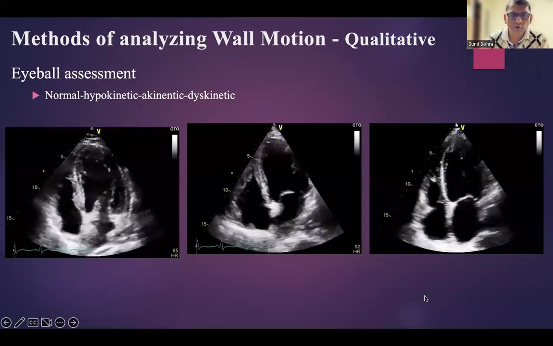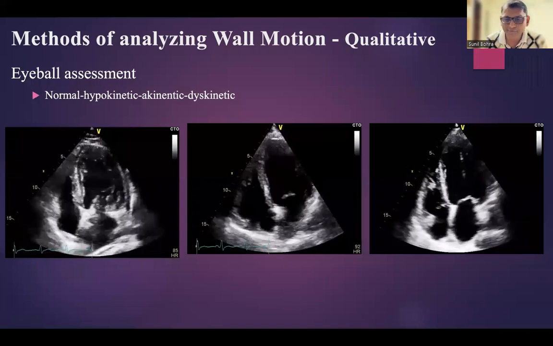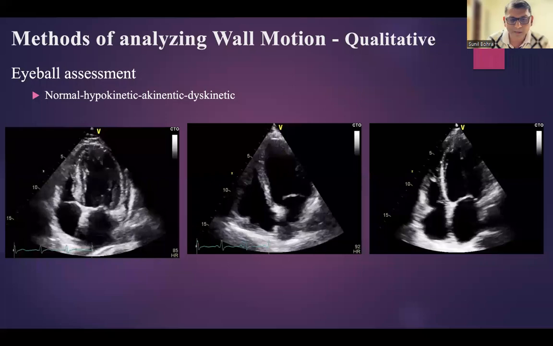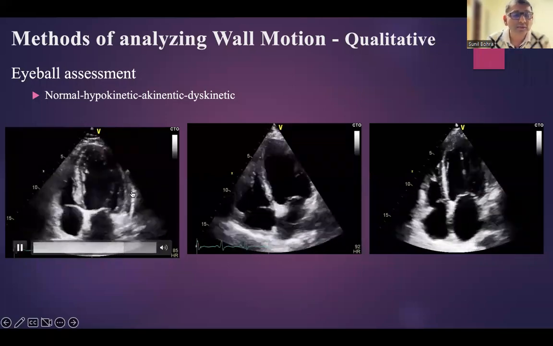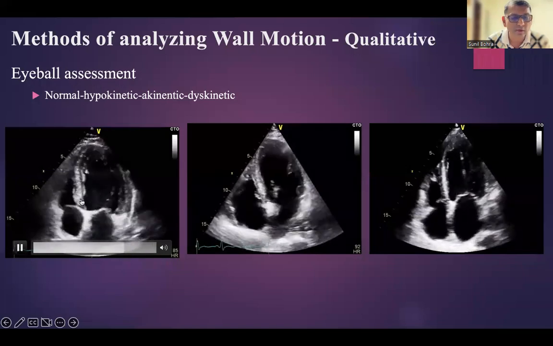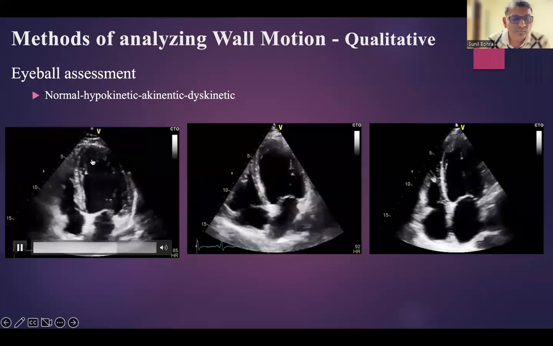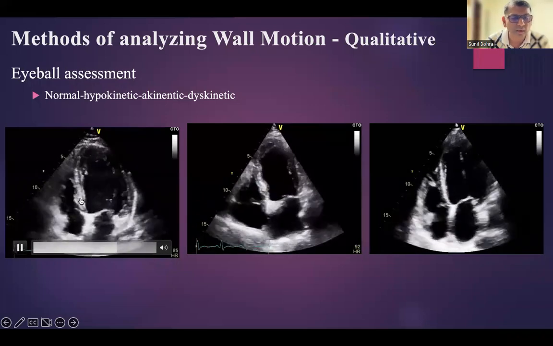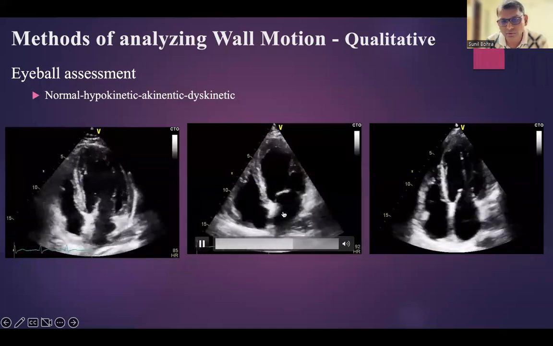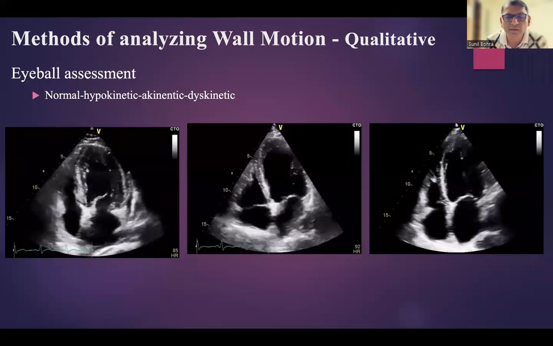So coming to the eyeball assessment, here I put 3 videos. We don't have an interactive session here, so I would take this as is. You can see this clip is a normal segment wherein all the segments are contracting, there is endocardial motion, and there is systolic thickening happening in all the segments. As compared to this, I'm sure you should be able to make out there is a hypokinetic or akinetic segment.